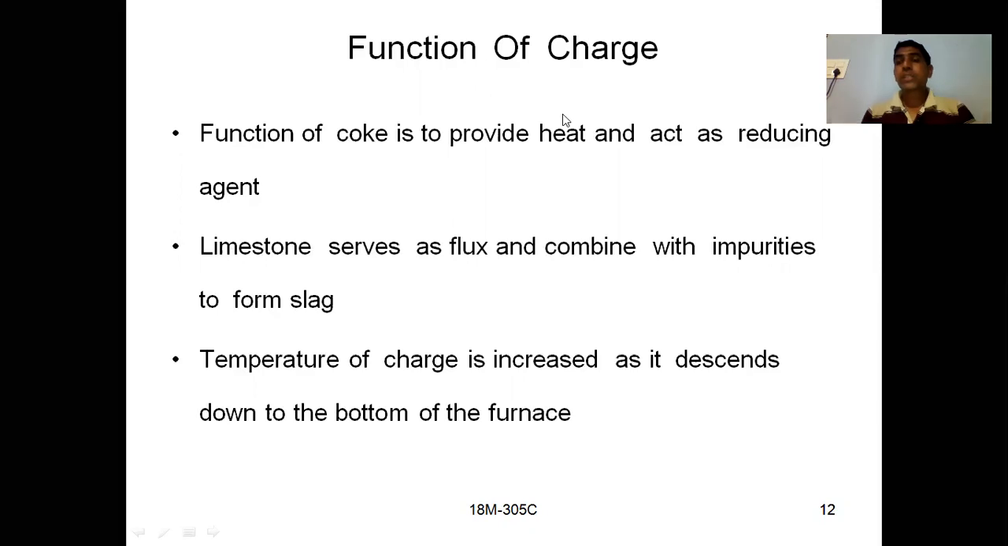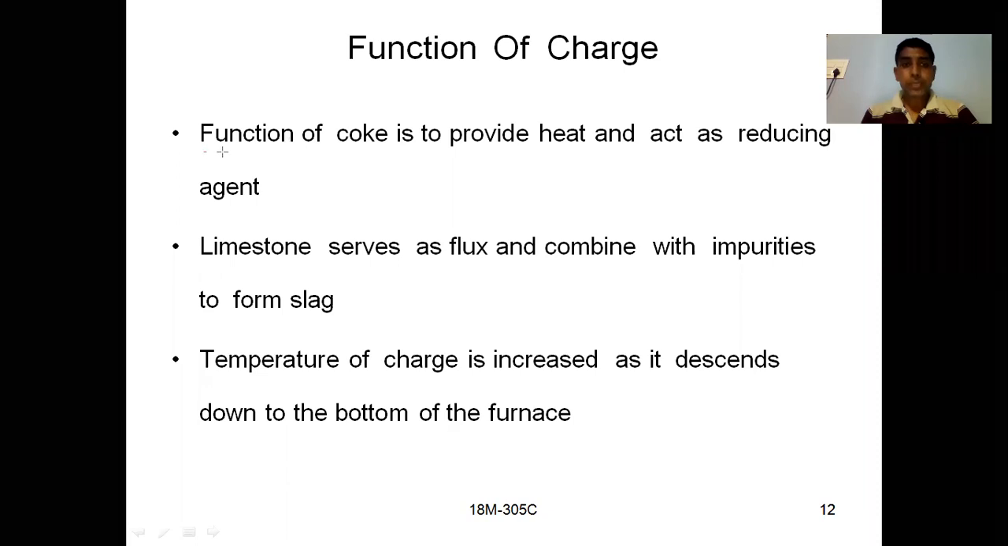That means what is the function of iron ore? Because iron ore has iron as one of its constituents, we have to extract it. So that's why we are using iron ore in the charge. So the first one is over. And what is the second one? The second one is coke. So what is the importance? That means what is the function of this coke?